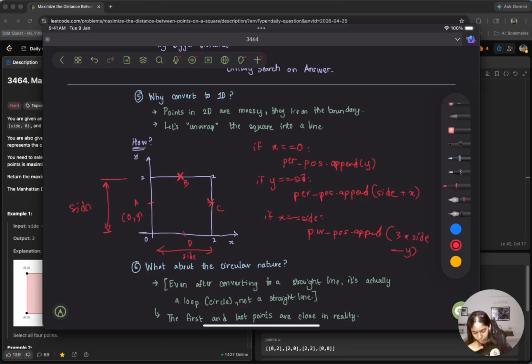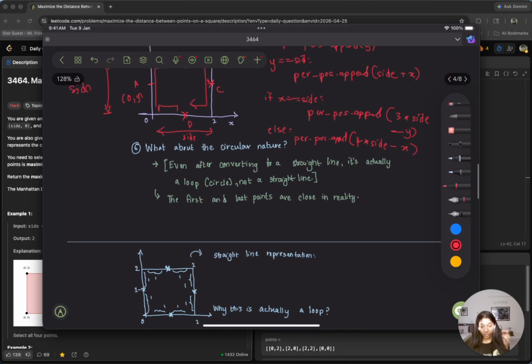And the other possibility is that it's D, and D is basically a value of X. But since we're going clockwise, I can just write that as else perimeter positions dot append 4 times of the side minus our X value here. So it's like this distance here. Okay. So this is how we're gonna get values into a 1D form in the form of a straight line.